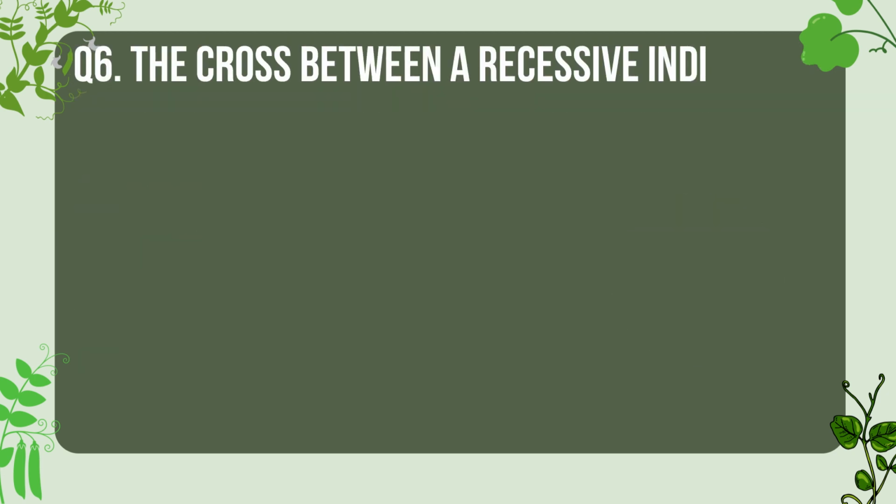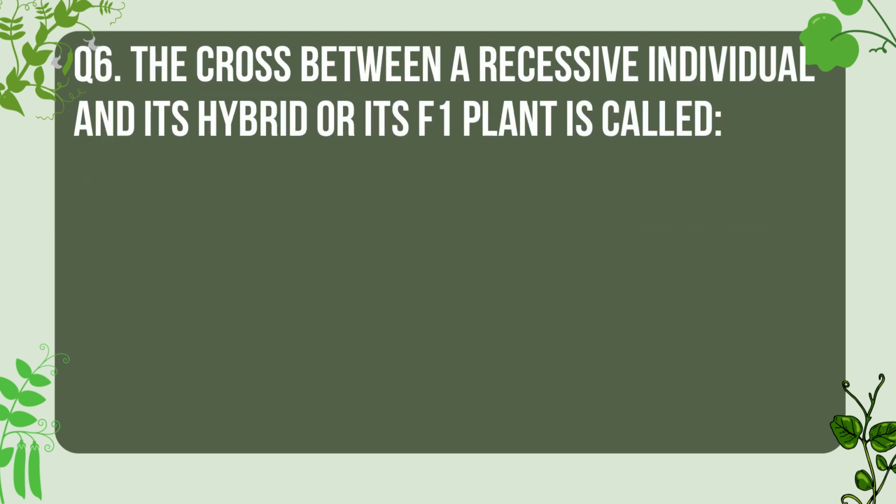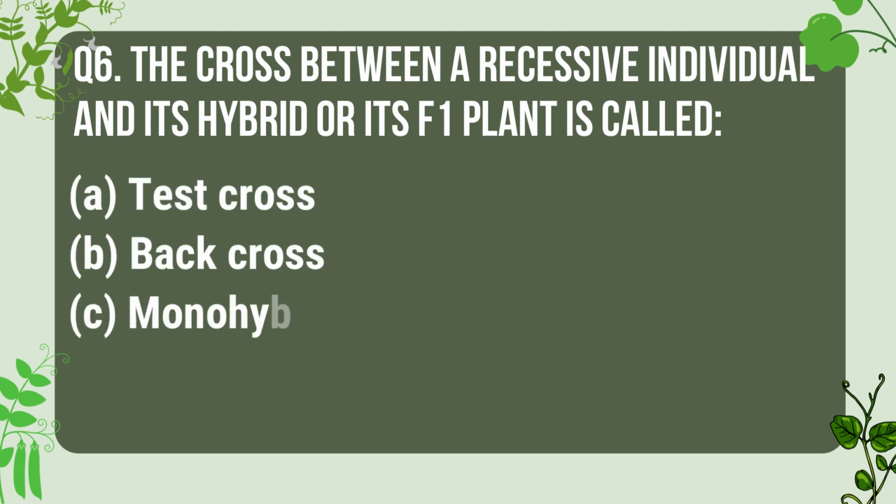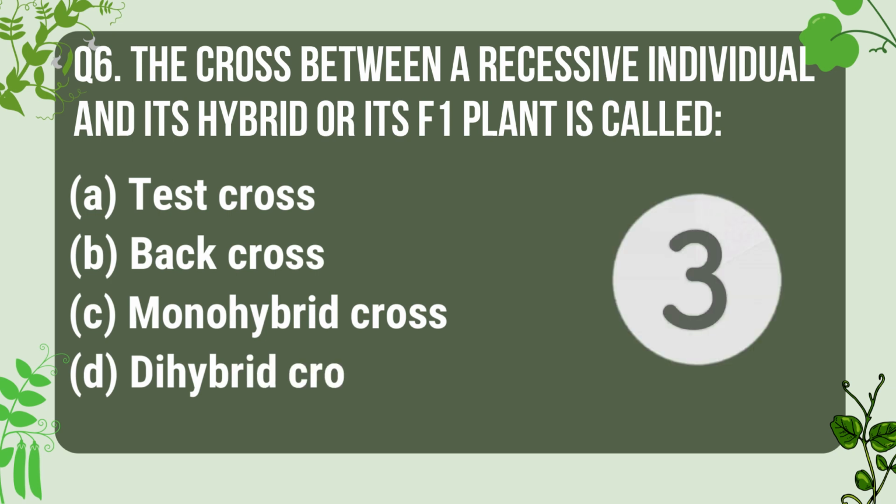The cross between a recessive individual and its hybrid or its F1 plant is called A. Test cross. B. Back cross. C. Monohybrid cross. D. Dihybrid cross.